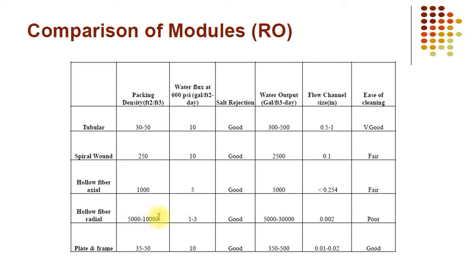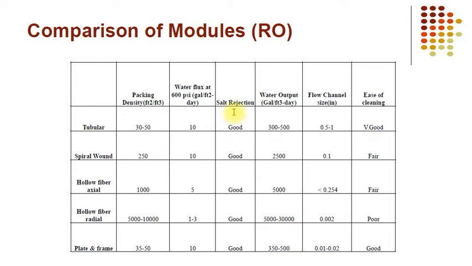So suppose you have a feet cube volume of the equipment, you will get quite a high water output. Why? Because the water flux is low, but the membrane area available is quite high. So when you multiply this flux by the membrane area, you will get the amount of water collected per day, in gallons per day, and that will be very high because the membrane density is very high for the hollow fiber radial modules. That's why these modules are used for seawater desalination.